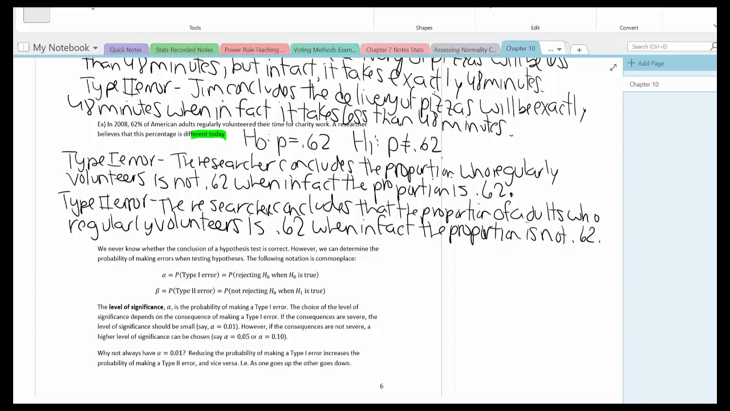The level of significance alpha is the probability of making a type 1 error. The choice of the level of significance depends on the consequences of making a type 1 error. If the consequences are severe, the level of significance should be small, let's say alpha is 0.01. However, if the consequences are not severe, a higher level of significance can be chosen, such as maybe 0.05 or 0.10. We might ask, why not always have alpha equal to 0.01? Reducing the probability of making type 1 error increases the probability of making type 2 error, and vice versa. As one goes up, the other one comes down.